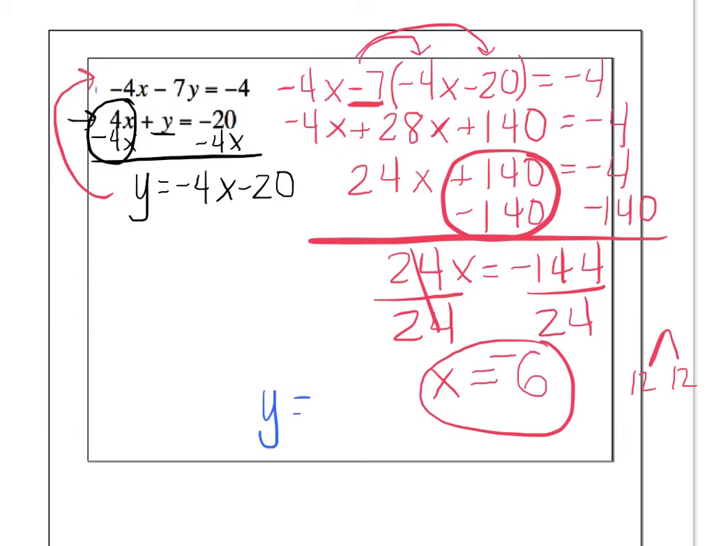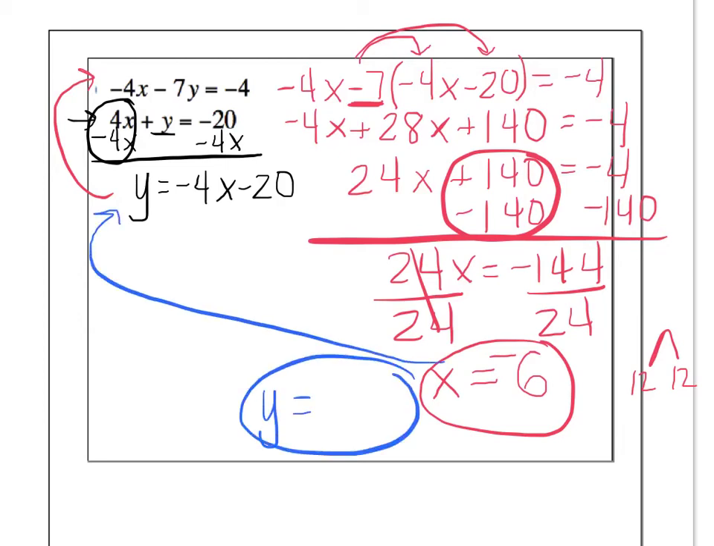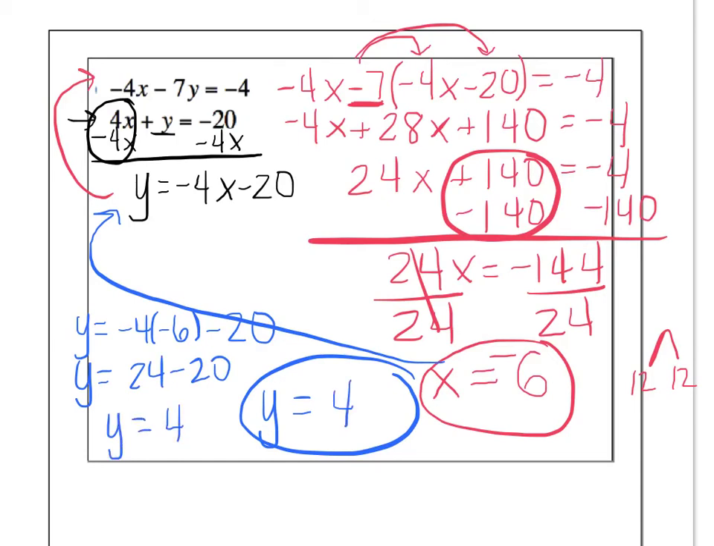But we're not done yet because we only have our x, and so we have to figure out what y equals in order to be done. So I'm going to take this x equals negative 6 and plug it in up here. So y is going to equal negative 4 times negative 6 minus 20. So y is going to equal 24 minus 20, or y would equal 4. Plug it in, and you are done.